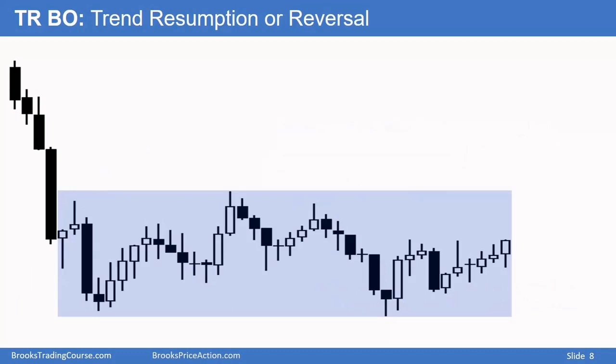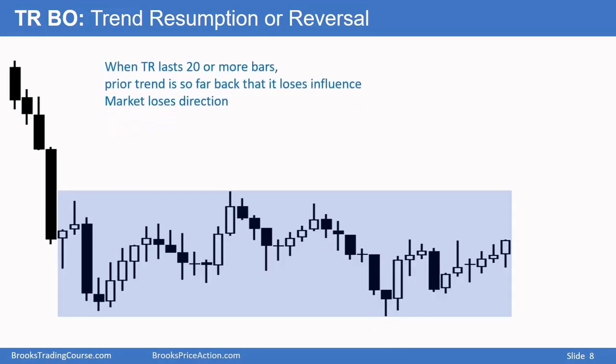As I said, once a pullback lasts 20 bars, 30 bars, 40 bars, the prior trend is so far to the left that it loses influence and the market becomes increasingly neutral. Usually, when a pullback grows to 20 bars or more, I call it a trading range. And once I do, what I'm saying is the probability of trend reversal up now is as great as the probability of trend resumption down. So the market has lost its direction and the bulls and bears have become balanced.